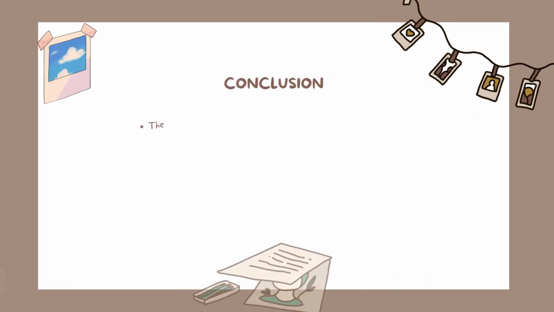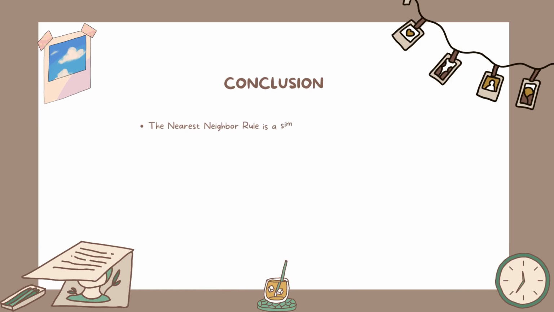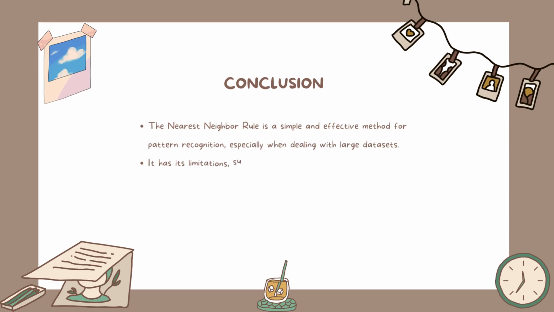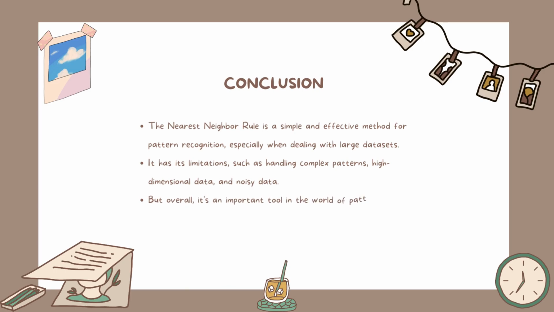In conclusion, the nearest neighbor rule serves as a remarkable method for classifying data points in pattern recognition tasks. While it's not flawless, as it can struggle with intricate patterns, high dimensional data, or noisy datasets, it still holds its place as an invaluable tool in the pattern recognition domain. By striking a balance between simplicity and effectiveness, the nearest neighbor rule continues to be a go-to technique for many classification problems.